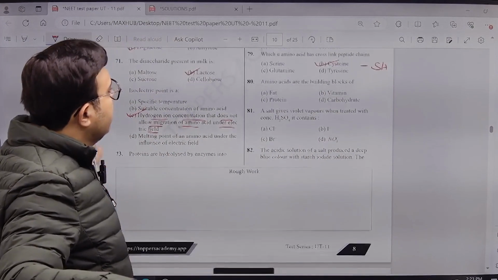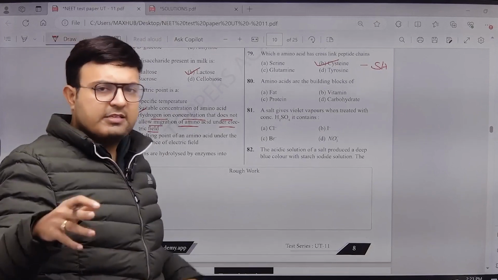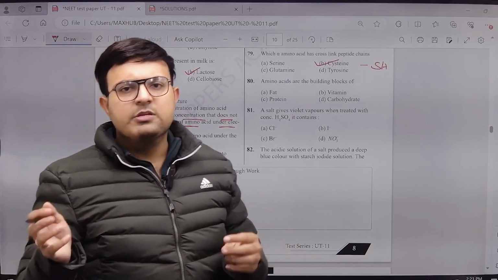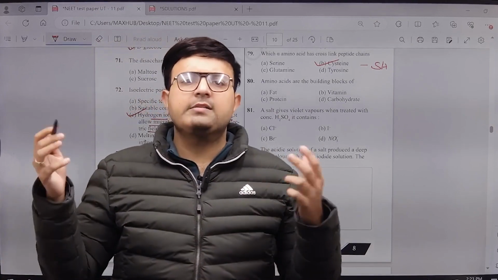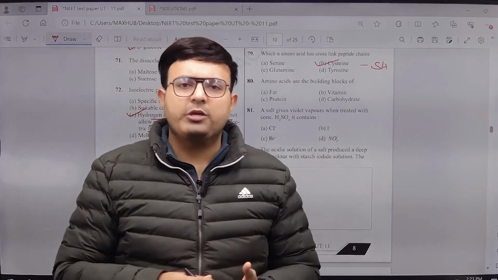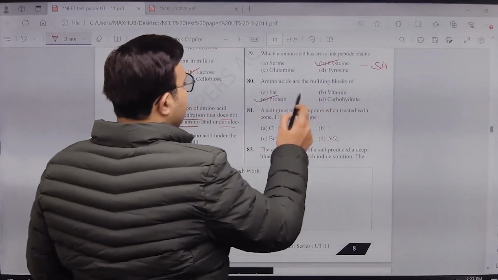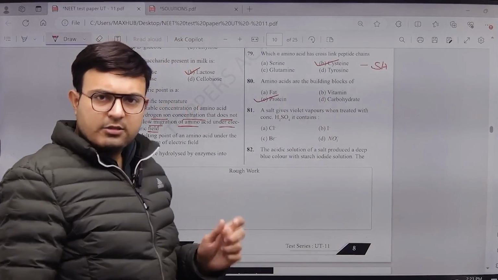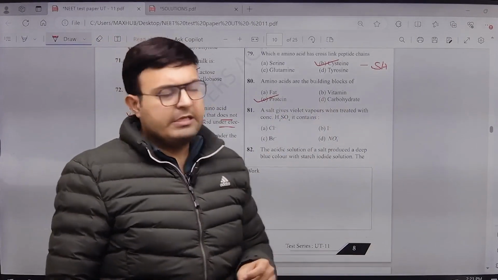Next question: amino acids are the building blocks of. We have discussed this a number of times. Amino acids form peptides, then polypeptides, and in the end we get proteins. Looking at the options: fat, no; vitamin, no; carbohydrate, no; protein is the correct answer. Amino acids give you peptides, then polypeptides, and then proteins.